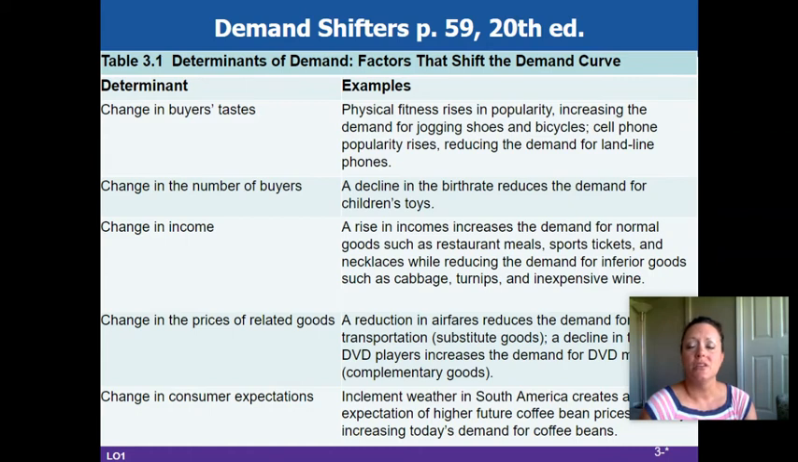Change in price of related goods is referring to change in price of one item will affect demand for the other. That could be complements, goods that go together, or complementary goods. That could be substitutes, or goods that are used in place of each other.